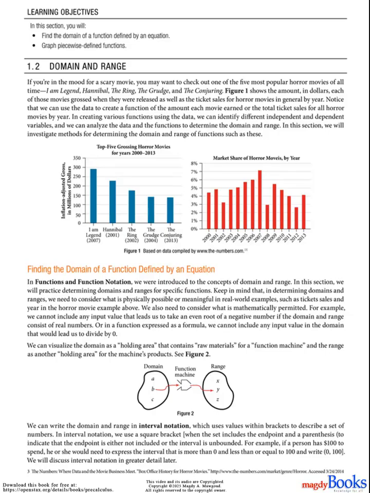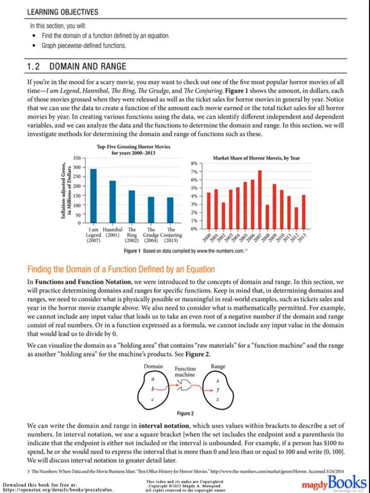If you're in the mood for a scary movie, you may want to check out one of the 5 most popular horror movies of all time: I Am Legend, Hannibal, The Ring, The Grudge, and The Conjuring. Figure 1 shows the amount, in dollars, each of those movies grossed when they were released, as well as the ticket sales for horror movies in general by year.